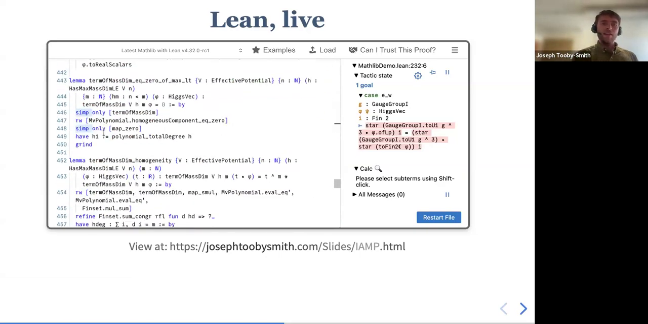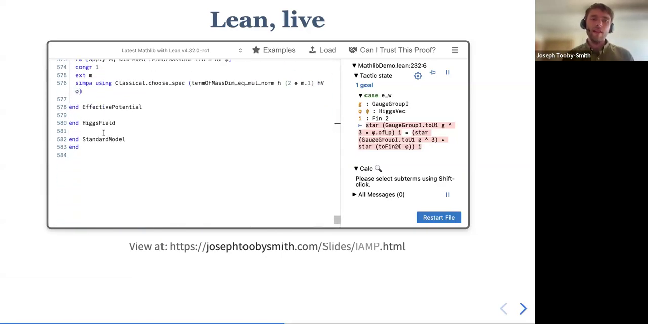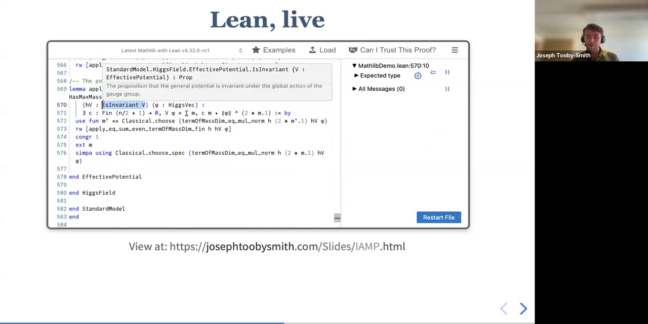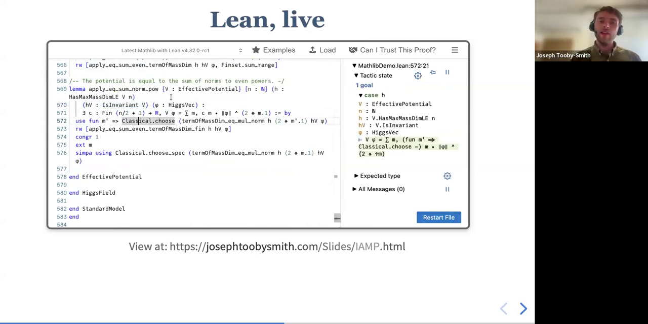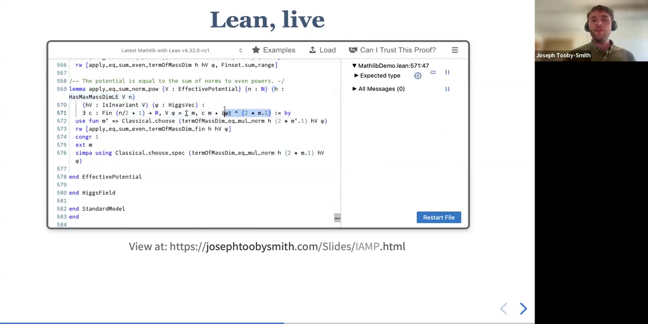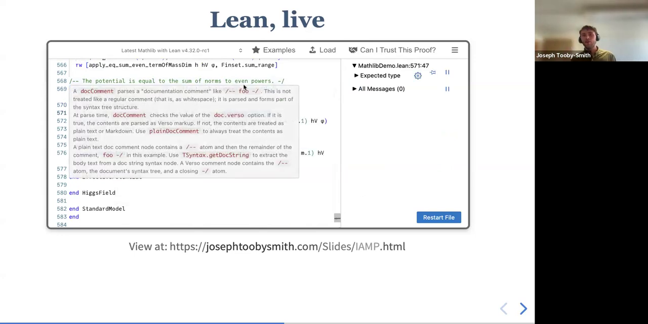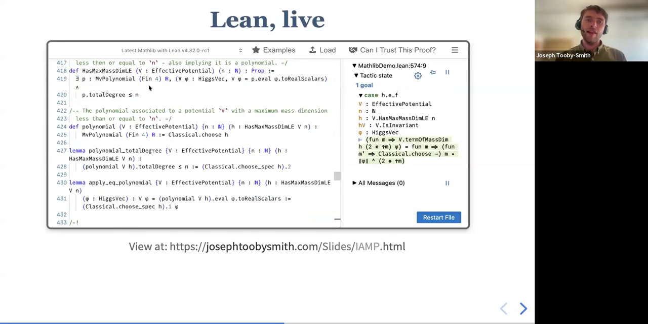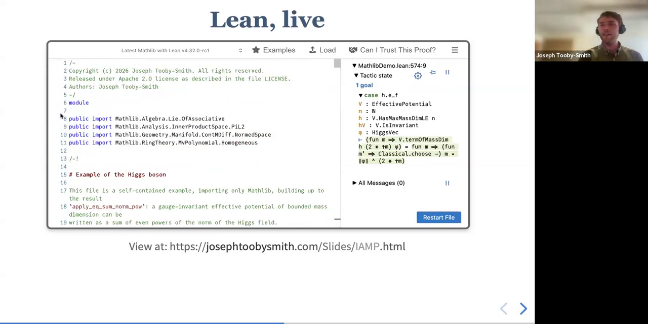At the end of this file, there is the proof of the statement that if you have a unitary-invariant potential of the Higgs vector field, and it has terms up to mass dimension n, then it can be written as the sum of norms of the Higgs vector to an even power. So in 500 lines, you can prove a result that's pretty relevant to physics. And this is just importing Mathlib. It's not importing anything else.